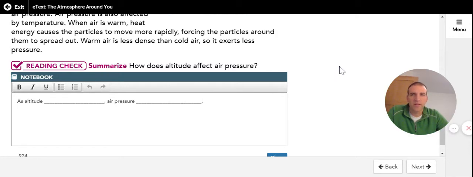So you could answer that with a sentence similar to this one, and you'll need to figure out what you want to put in the blanks. As altitude blank, air pressure blank. So as one of them changes, as altitude changes, that's going to affect air pressure also. You're going to need to create a sentence there that answers that.